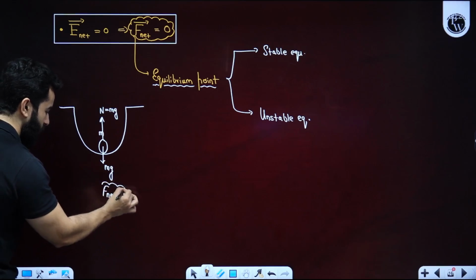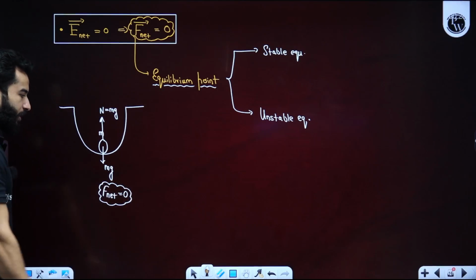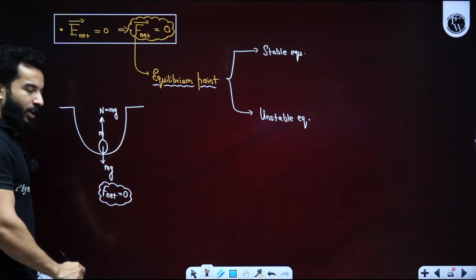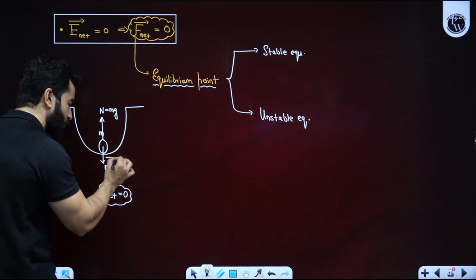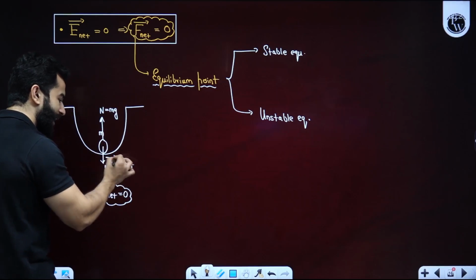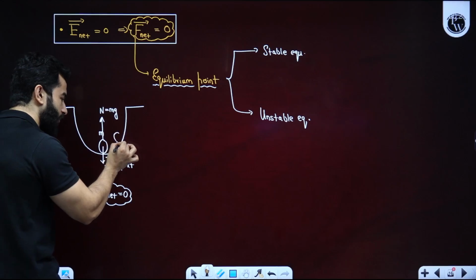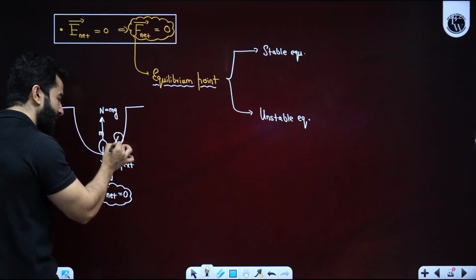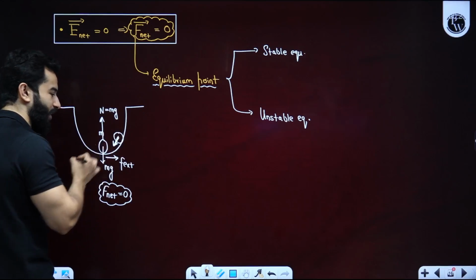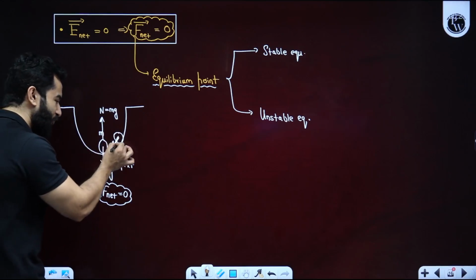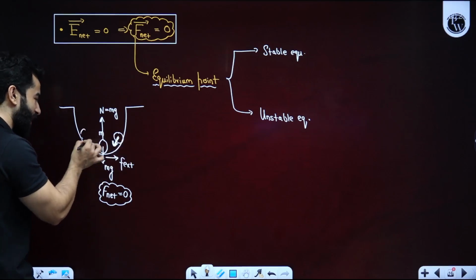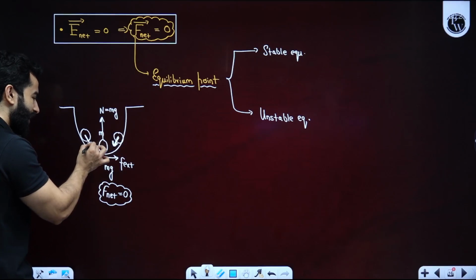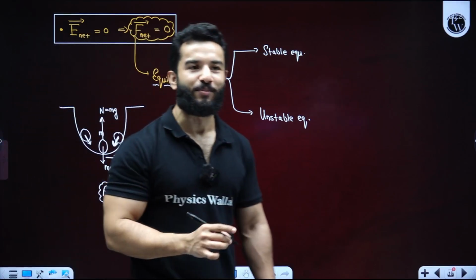Now let's find out whether it is in stable or unstable equilibrium. So let's disturb it. Let's suppose you apply an external force in this direction. The body will go up and there will be a restoring force which will act in the backward direction. This force will try to bring the body down, and when it comes down, it will start moving in simple harmonic motion. This type of equilibrium is known as stable equilibrium.